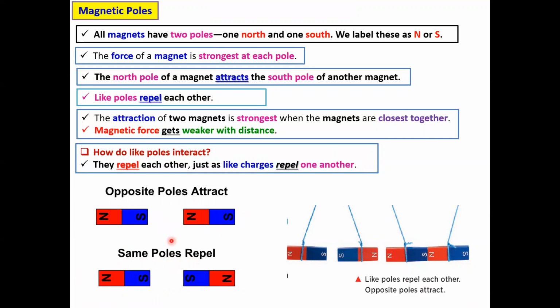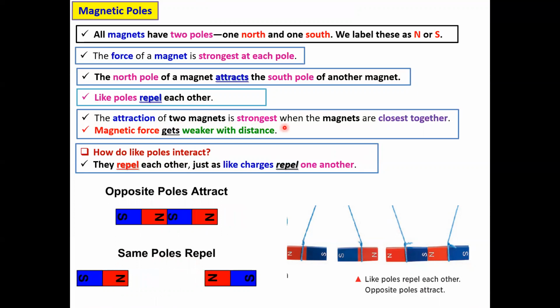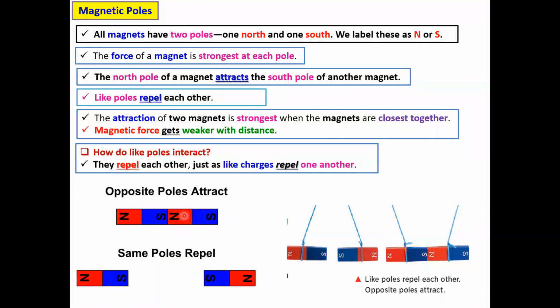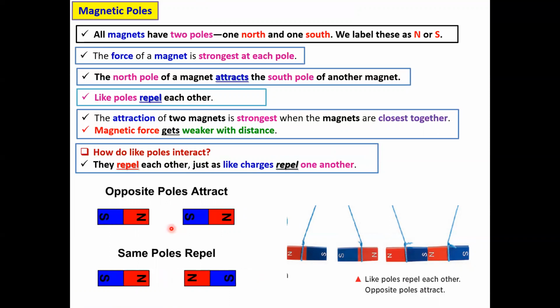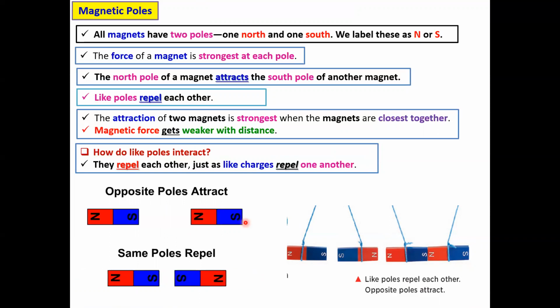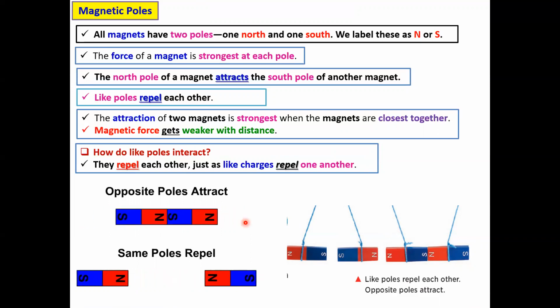Okay. So the attraction of two magnets is the strongest when magnets are close together. When the magnets are near each other or close together, here is the strongest attraction force between two magnets. Magnetic force gets weaker with distance. So the more distance, the less magnetic force, and the less distance, the more magnetic force.